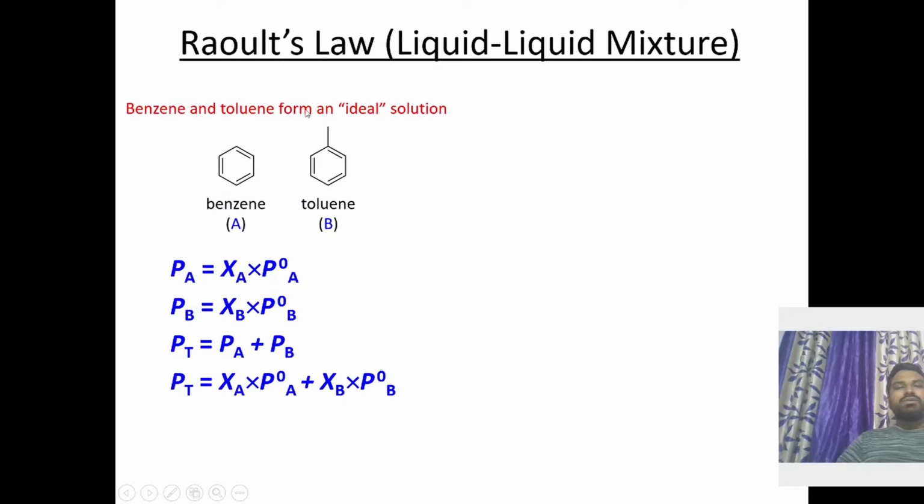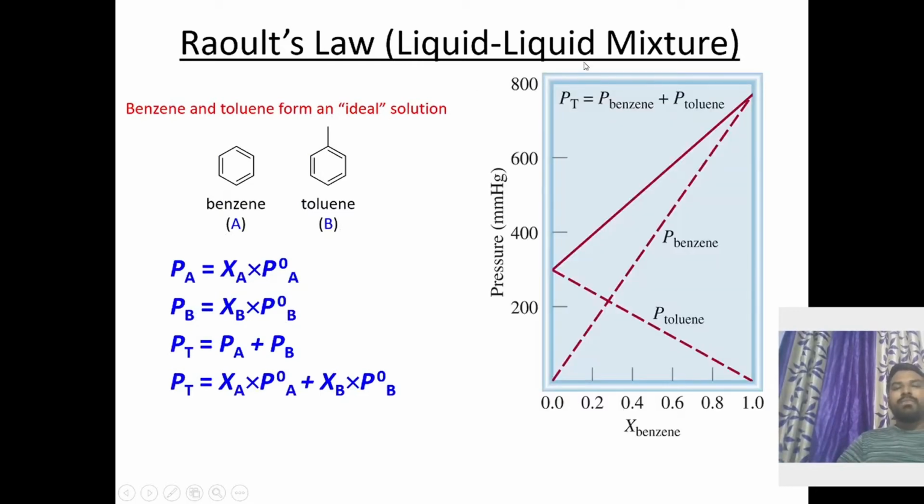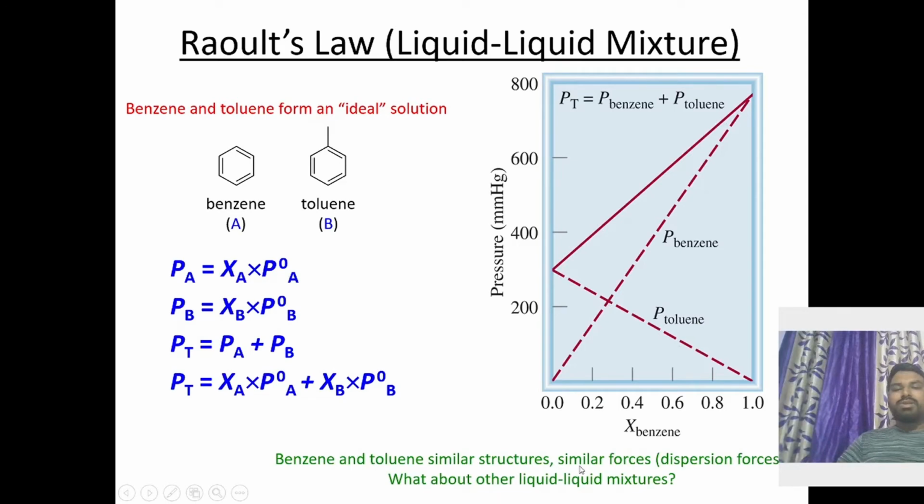Raoult's law: benzene and toluene form an ideal solution. This will be the pressure graph of toluene and benzene, which will be represented in this way. Benzene and toluene have similar structures and similar forces, dispersion forces. What about other liquid-liquid mixtures? These both have a similar structure.